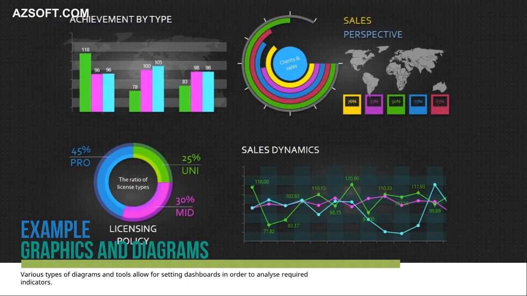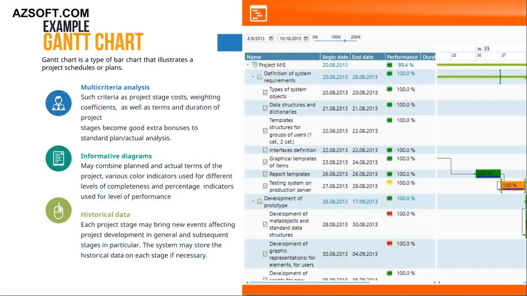Here are various types of diagrams and tools that allow for setting dashboards in order to analyze required indicators. Gantt chart is a type of bar chart that illustrates a project's schedules or plans. Multi-criteria analysis: such criteria as project stage costs, weighting coefficients, as well as terms and duration of project stages become good extra bonuses to standard plan, actual analysis.